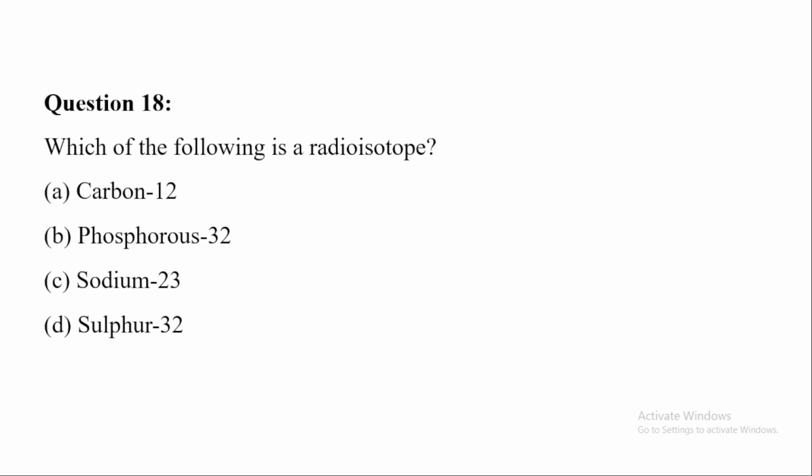Similarly here we have 4 options: C12, P32, Na23, sodium 23, and sulfur S32. So we have to tell which of the following is a radioisotope. Now isotope we understood. What do you mean by radioisotope? Radioisotope means the isotope that is possessing radioactivity. Okay, that is radioisotope.